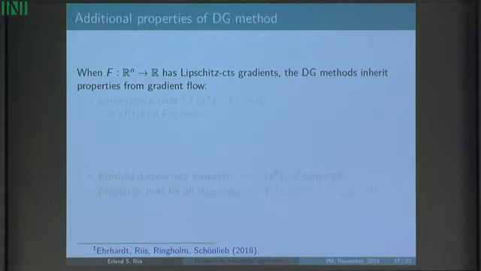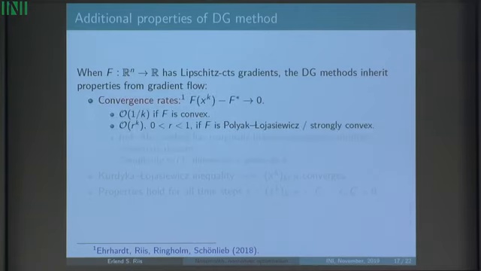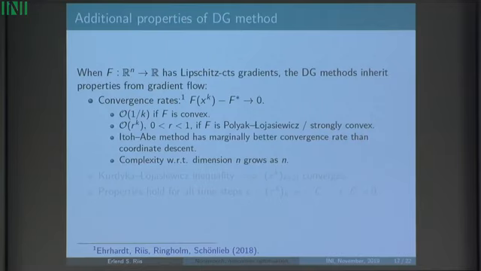Another benefit with this perspective of geometric integration is that even though it's a black box method, if the underlying function has better properties, like if it has Lipschitz continuous gradients and is convex, then the method inherits the normal rates from gradient descent. So you get a 1 over k rate for convex functions. It gets linear convergence rates for strongly convex functions and Polyak-Lojasiewicz functions. You get a slightly better convergence rate than explicit coordinate descent. The complexity of the method grows only with dimension n as n.